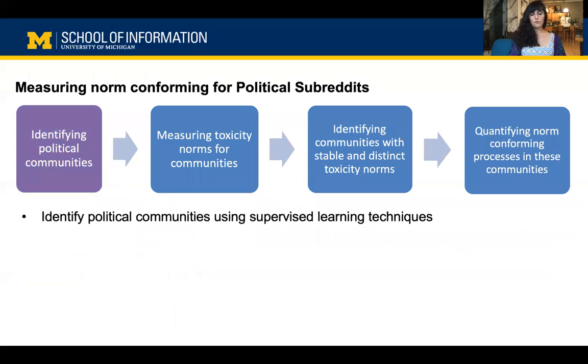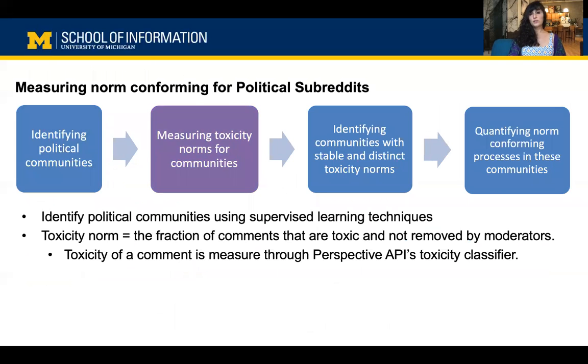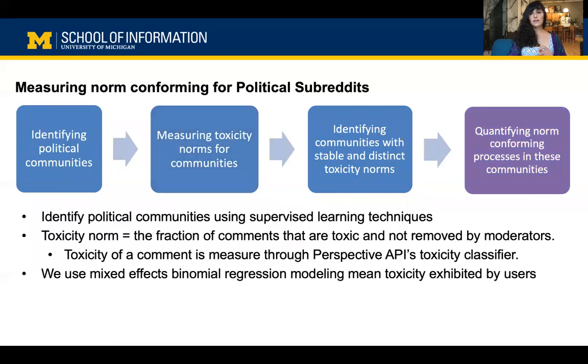Very quickly, we first identify political communities using supervised learning techniques. Then we measure toxicity norms for communities by looking at the fractional comments that are toxic according to Perspective API's toxicity classifier and not removed by moderators. Then we identify communities that were stable and distinct, and then we quantify these norm-conforming processes using mixed effects binomial regression modeling to look at the mean toxicity exhibited by users.